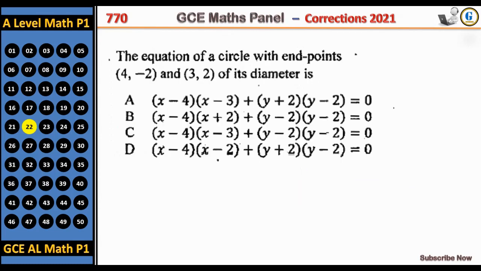22. The equation of a circle with endpoints 4, minus 2 and 3, 2 of its diameter is. So in the equation of this type of circle, we just have x minus x1. This is x1, y1, x2, y2. So the equation of that circle is x minus x1 times x minus x2 plus y minus y1 times y minus y2 should be equal to 0. So our key here is equal to A.